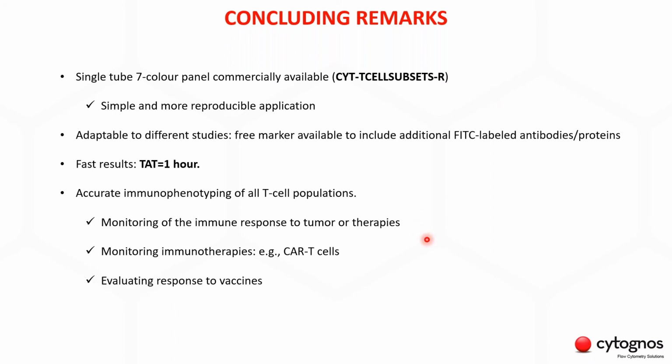And finally, our careful selection of antibodies and fluorochromes is going to facilitate the accurate immunophenotyping of the different subsets, naive and memory T cells, and is going to allow the follow-up of all the T cell subpopulations. And this characteristic makes our solution valid for all these three possible applications: monitor the immune response to tumoral therapies, monitor some immunotherapies like the CAR T-cell, or even evaluate the response to vaccines or other types of infection.